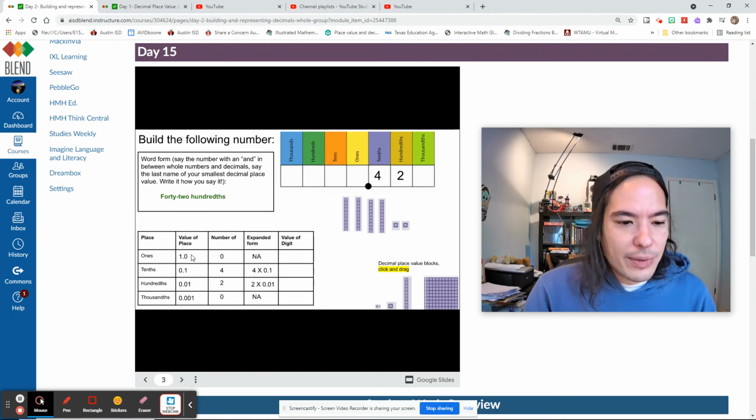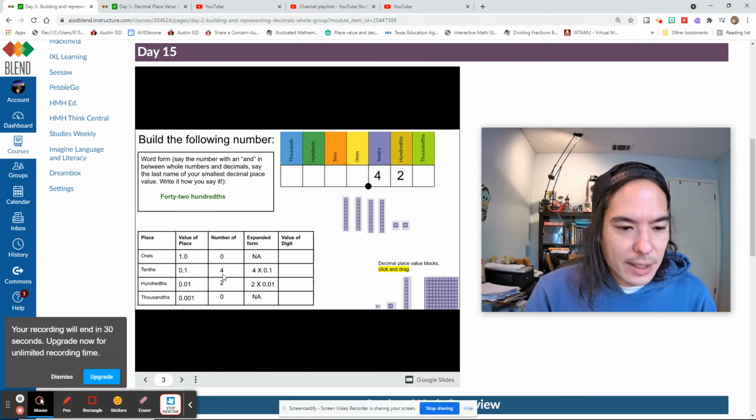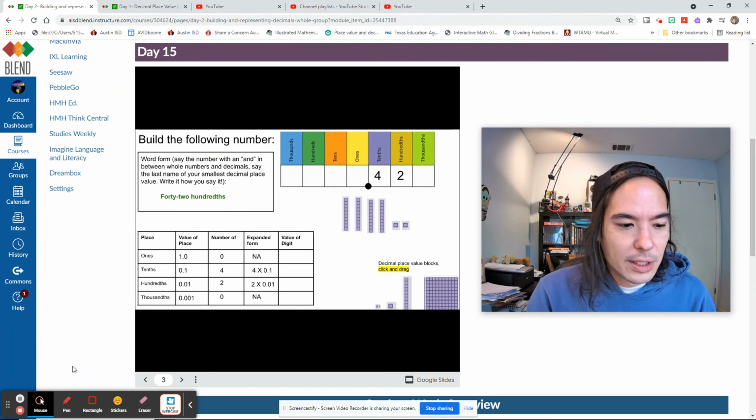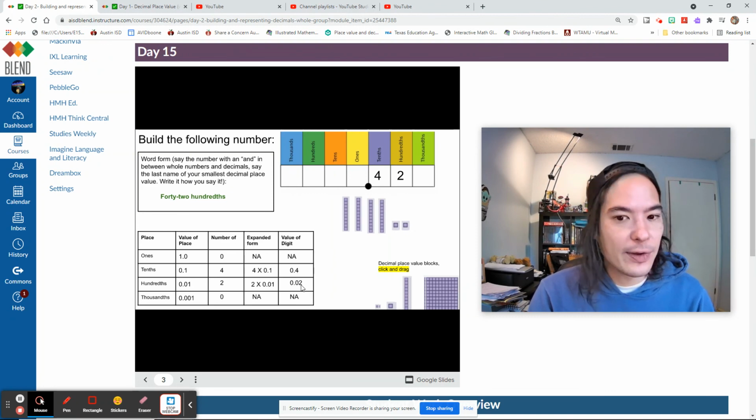So we have 0 ones, we have 4/10. So 4/10 is equivalent to 4 times 1/10. Over here, we're looking at hundredths. We are looking at 2 in our hundredths place, so 2 times 1/100th would give us 2 hundredths. And then in our thousandths place, we have nothing. So once again, no answer, not available. 4 times 1/10 has a value of 4/10, and 2 times 1/100 has a value of 2 hundredths. So that's what we're looking at in this chart.